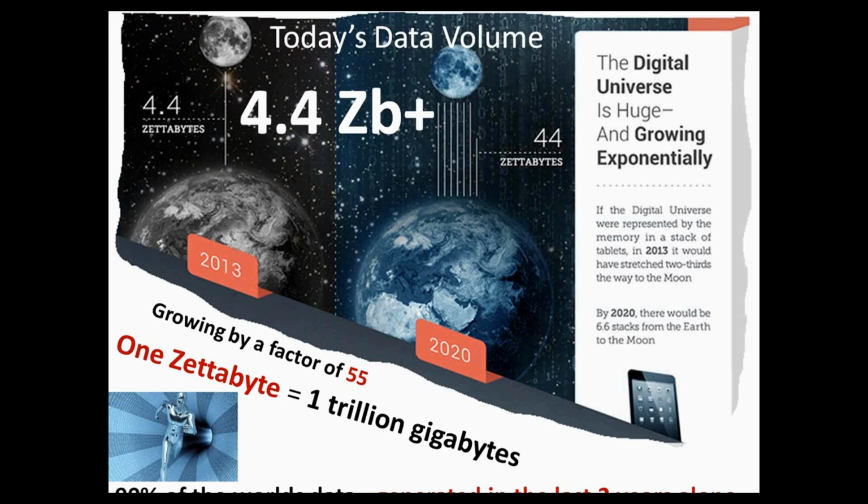If I ask you how many DVDs you require to accommodate 1 zettabyte of data, okay, 1 zettabyte is 1 trillion gigabytes. A traditional DVD can hold a maximum of say 4 GB of data. So you require close to 250 billion DVDs to just store 1 zettabyte of data.